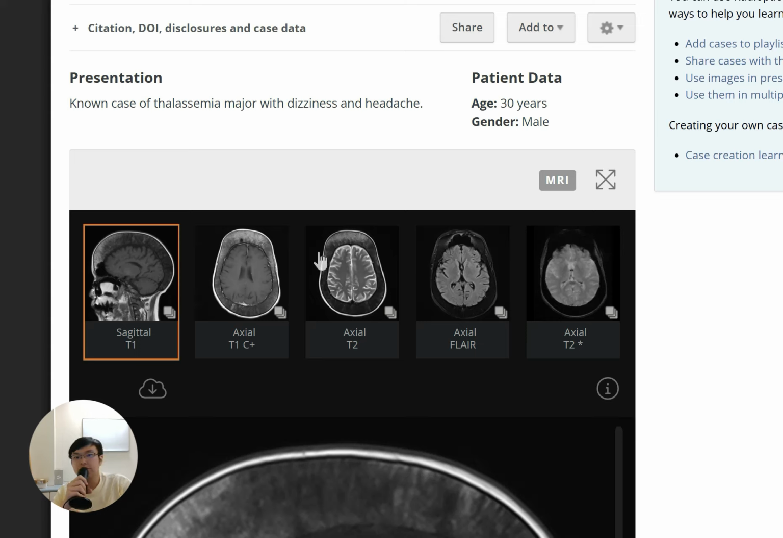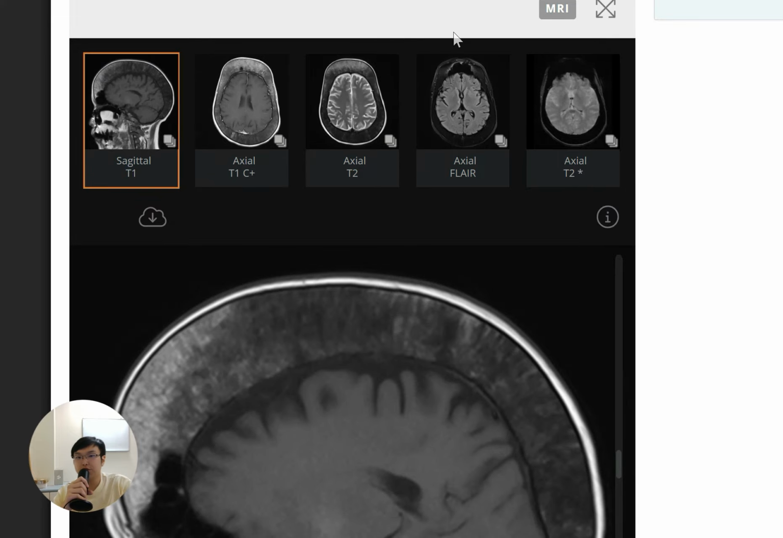Welcome back. Today we are going to take a look at this 30 years old male patient's MRI brain. It was already mentioned to you that this is a known case of Thalassemia major and presented with some dizziness and headache, so that's why this patient received an MRI brain. But assuming that you do not have any given history, how can we know that this patient has Thalassemia major? That would be a very important point for you to know, especially for a board exam like FRCR 2B.